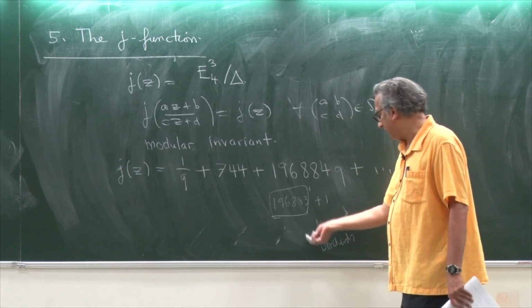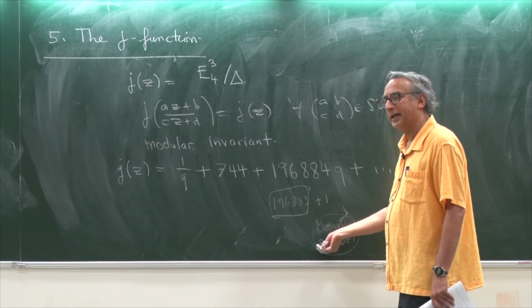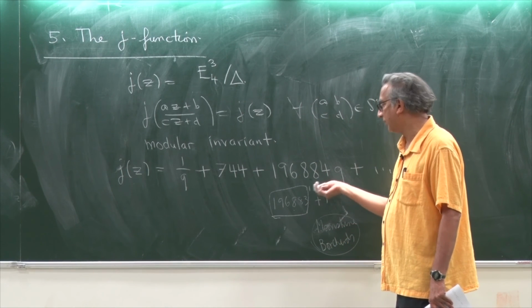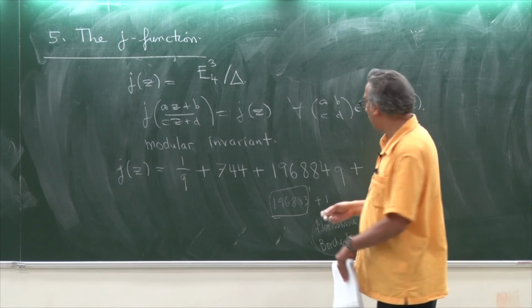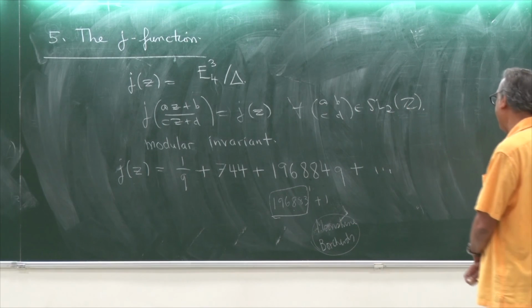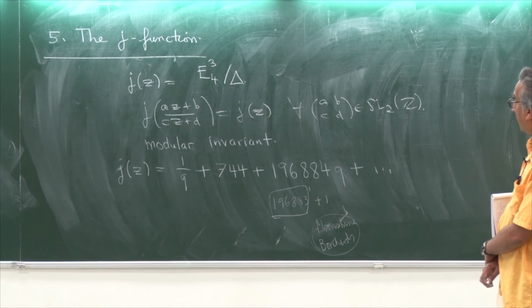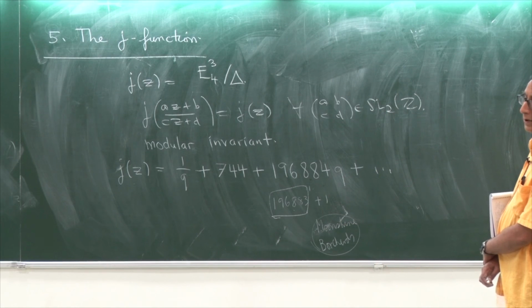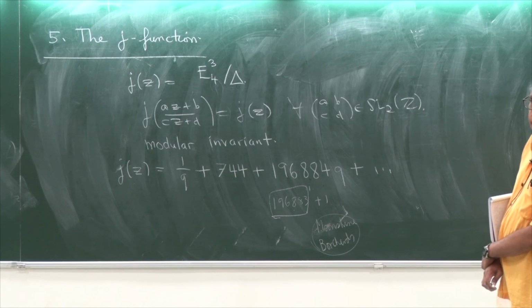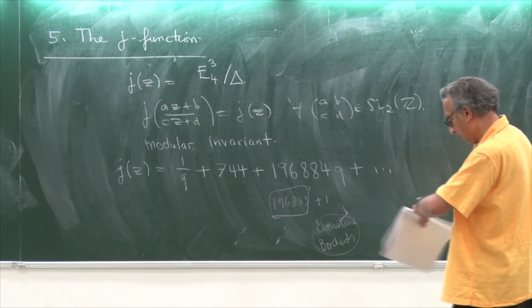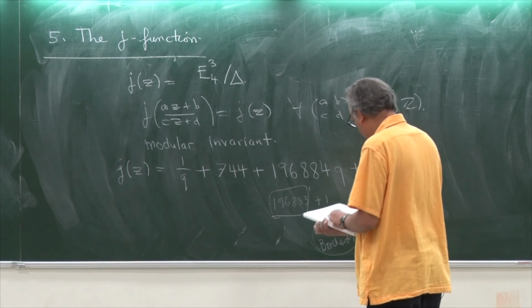That has a lot to do with the classification of finite simple groups. So this J function, the connections with these coefficients was a 20th century discovery, and the understanding of the J function is central to the classification of finite simple groups. So I just want to put that in front of you.